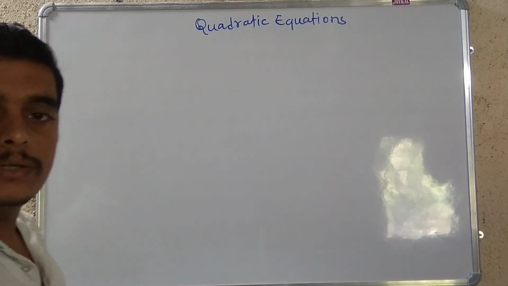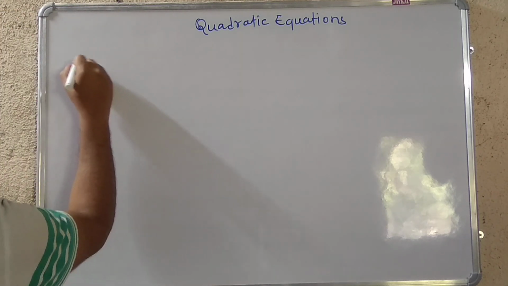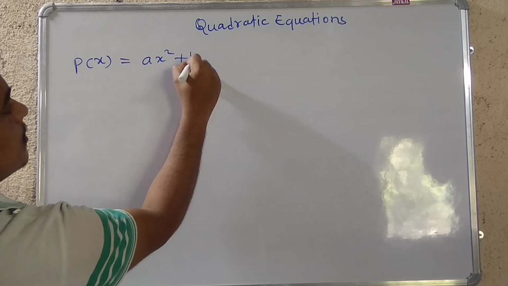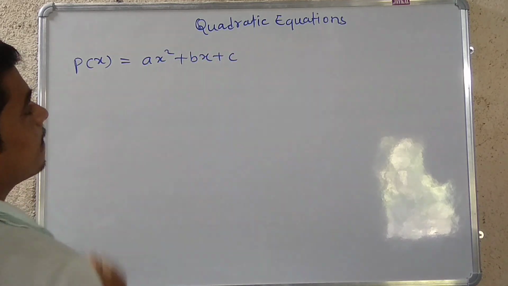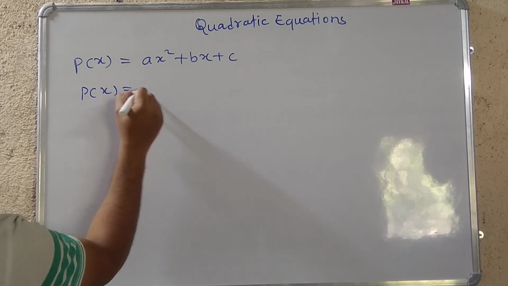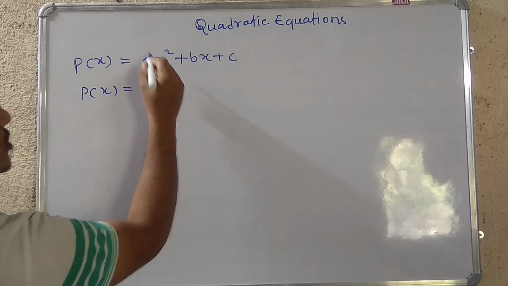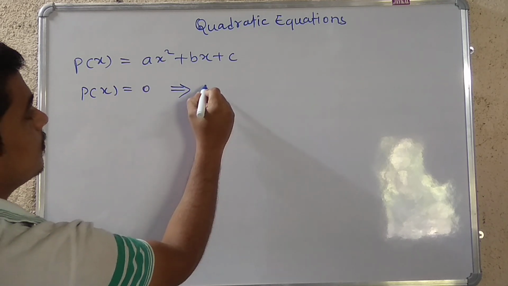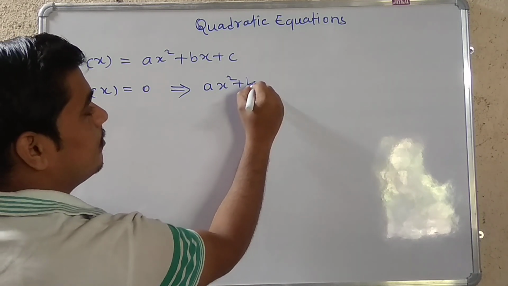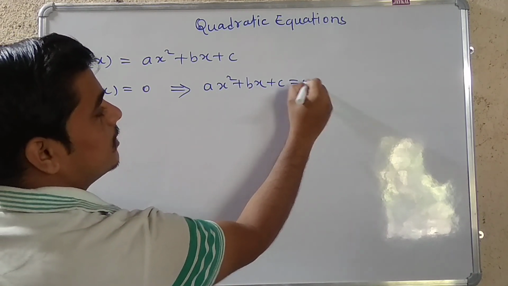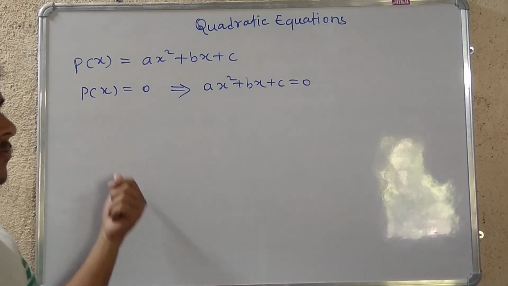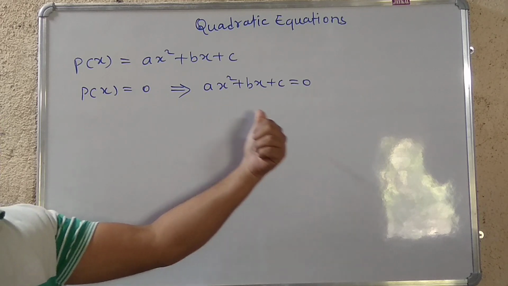We have learned about the quadratic polynomial, let's say p of x, which is given by ax square plus bx plus c, and when this quadratic polynomial p of x is equated with 0, then it becomes a quadratic equation. So this gives us the standard form of a quadratic equation: ax square plus bx plus c is equal to 0.